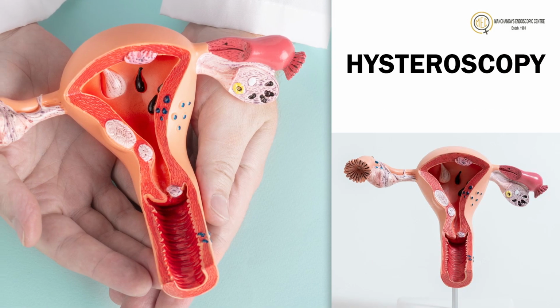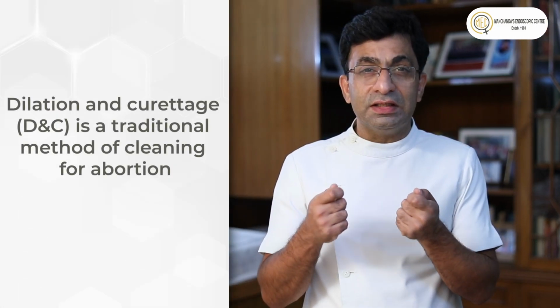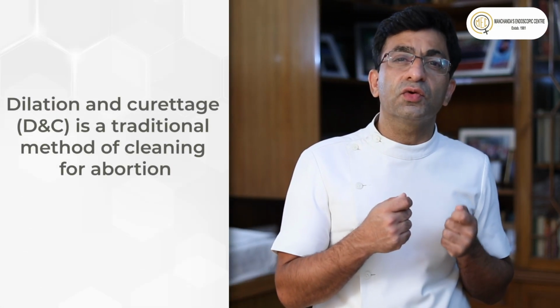This time we're going to talk about what is hysteroscopy. Some of you would have heard about it. In the olden days, if a lady had abnormal bleeding or needed to have a cleaning done in the uterus for an abortion, they would do what is called a DNC or a dilatation and a curettage.